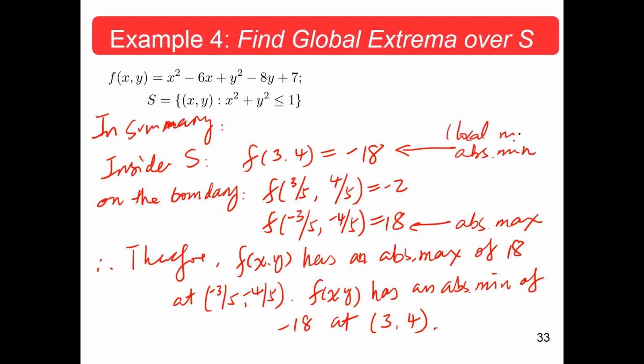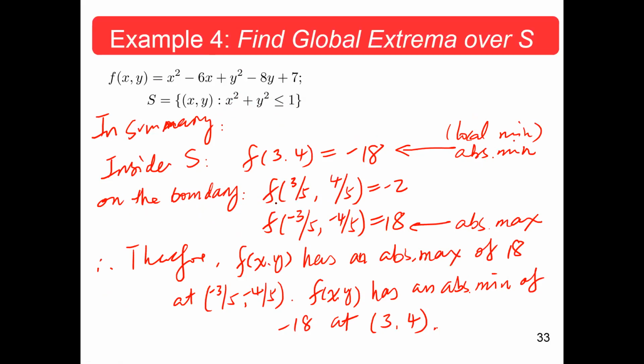Originally, we said this is a local min, but later we confirmed this is also an absolute min. And then we should consider the boundary points. The boundary points here are a little bit complicated. We see it's x squared plus y squared equals 1. So we can use the trig substitution, or you can say, let me introduce the polar coordinates.